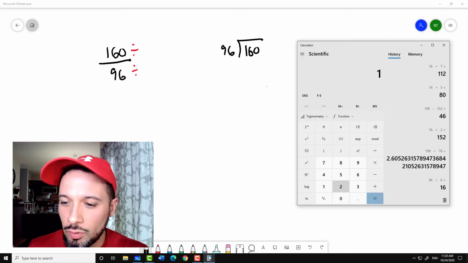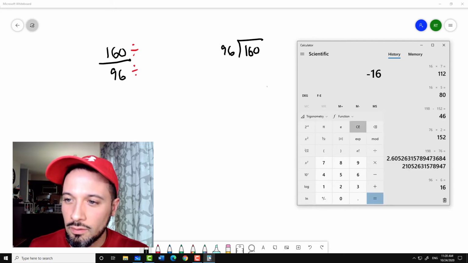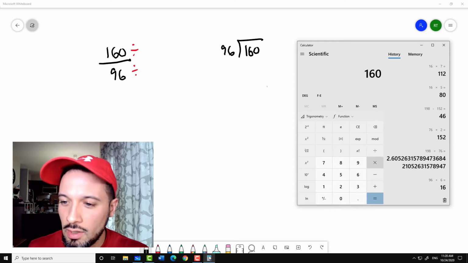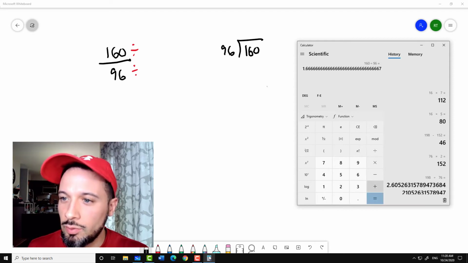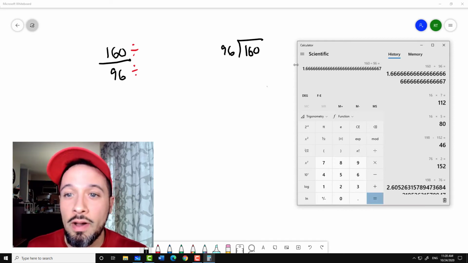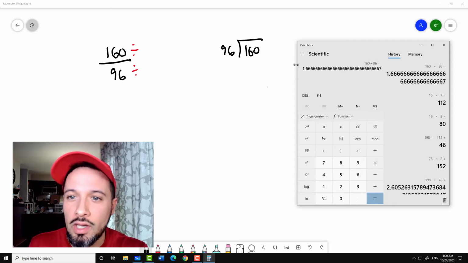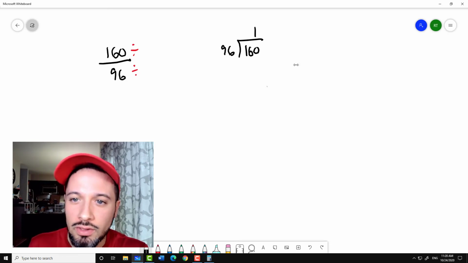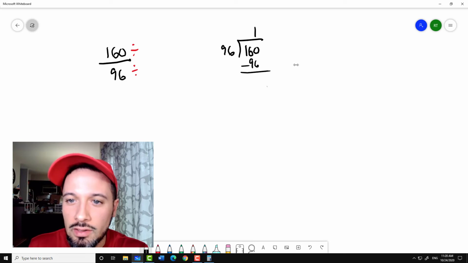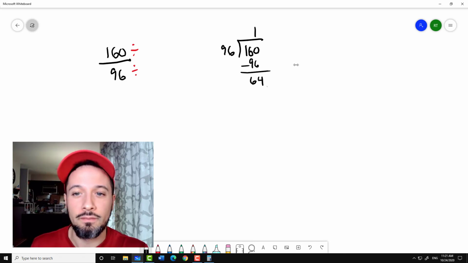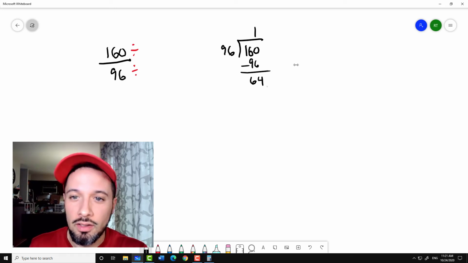I'll just do 160 divided by 96, and we get 1.6. So I take the whole amount, which is the number to the left of the decimal. It only goes into it once. 1 times 96, I get 96. And then when I subtract this, I get 64. And then I repeat the process.